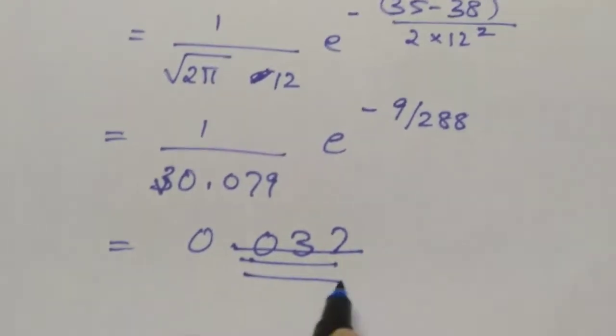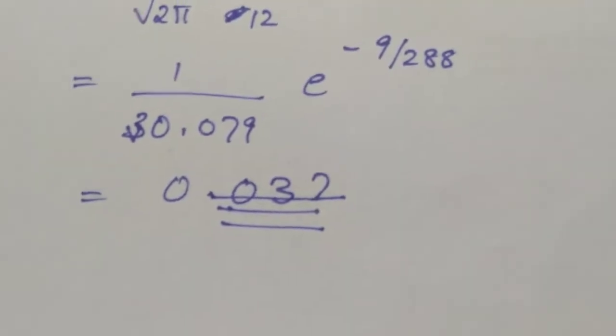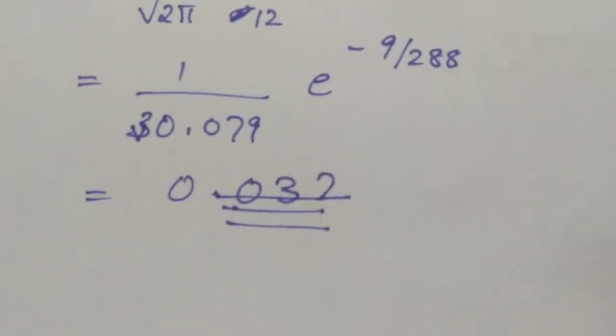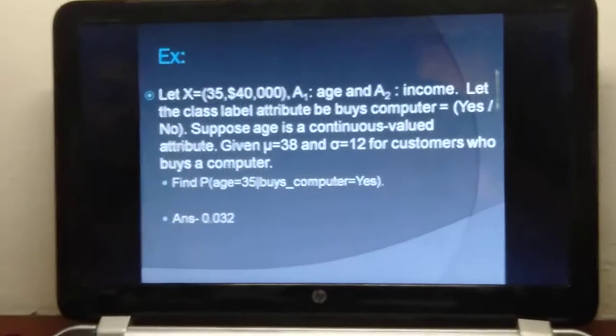Okay, so the value is 0.032. All you need to do is substitute the values. Okay, for the value yes. Okay, now let's continue. Now it has become simple.